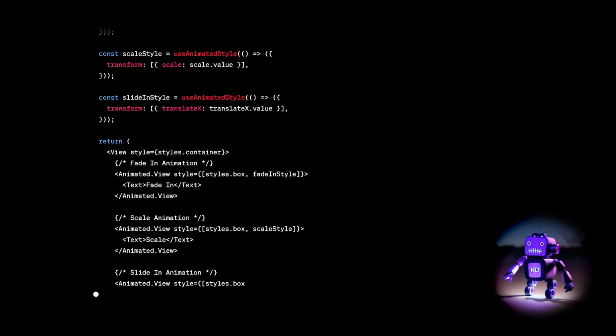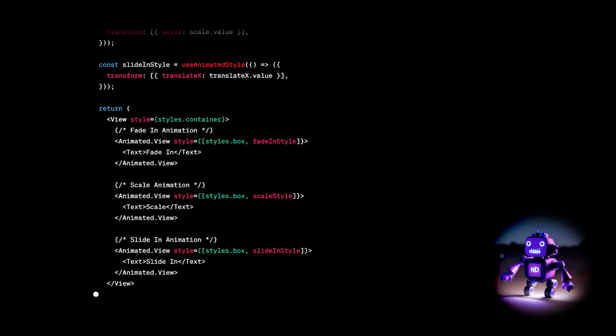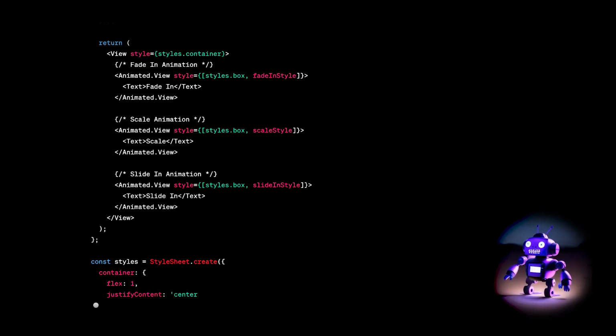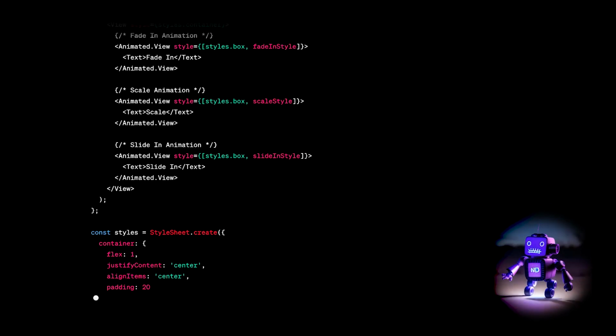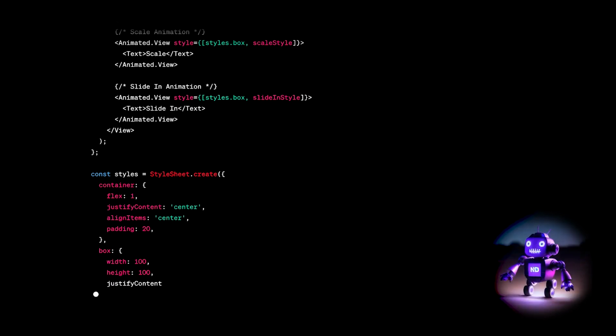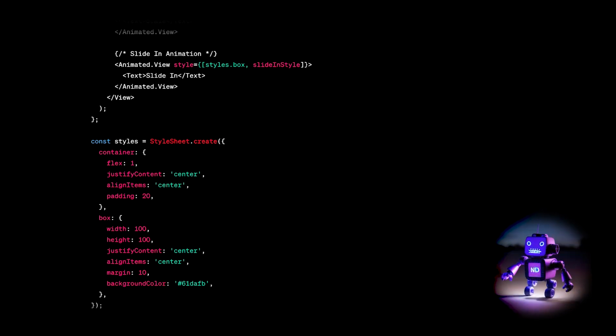Moreover, optimizing performance is crucial, especially when dealing with complex animations. Reanimated offers tools and techniques, such as worklets and shared values, to keep our animations running smoothly. Worklets run code on the UI thread, minimizing delays and jank. Shared values allow us to animate properties efficiently, reducing the need for passing data between the JavaScript and UI threads.